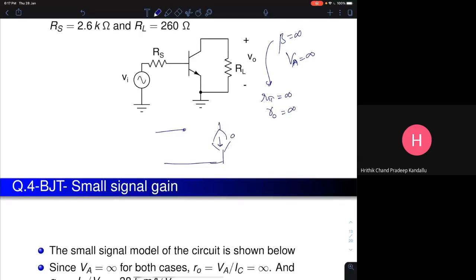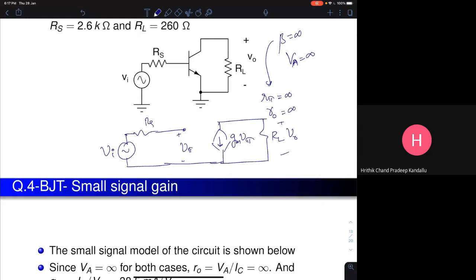So your small signal just reduces to something like this. This is your small signal model of your BJT, so GM V pi, and there is an RL, there is no R naught because R naught is infinity. The voltage across this is V naught. This is V pi, and this is RS, this is VI. Now if you look at this, no matter what the value of RS is, what will be the value of V pi in terms of VI? VI itself, right? Because there is no current flowing through this. So V pi will be equal to VI itself.